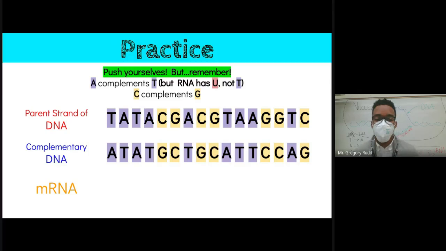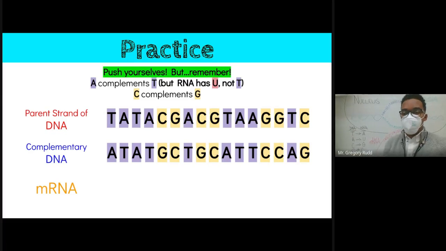So who thinks they can kind of knock out this strand for us? What's the first letter? And I kind of have that written on the board here too, for those of you who can see this. What's going to be the first letter in the mRNA sequence?